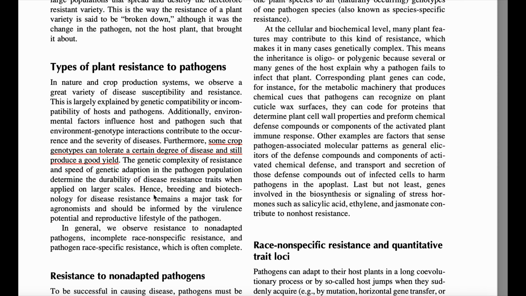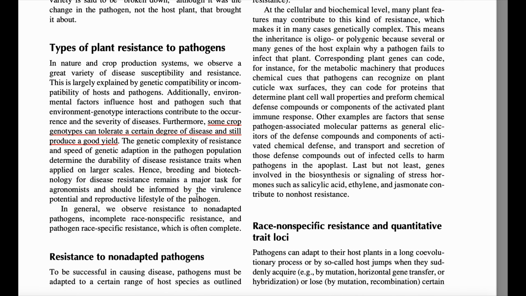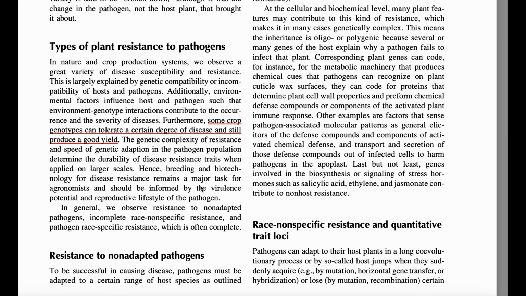Okay, so breeding and biotechnology for disease resistance remain a major task for agronomists and should be informed by the virulence potential and reproductive lifestyle of the pathogen. In general, we observe resistance to non-adapted pathogens, incomplete race non-specific resistance, and pathogen specific resistance, which is often complete.